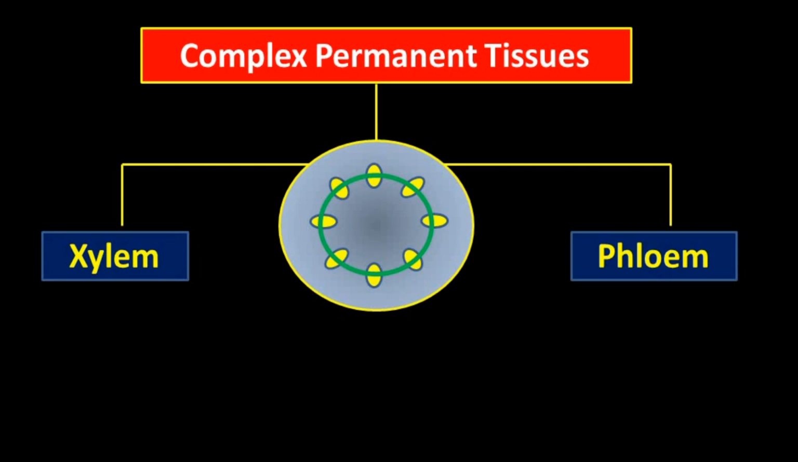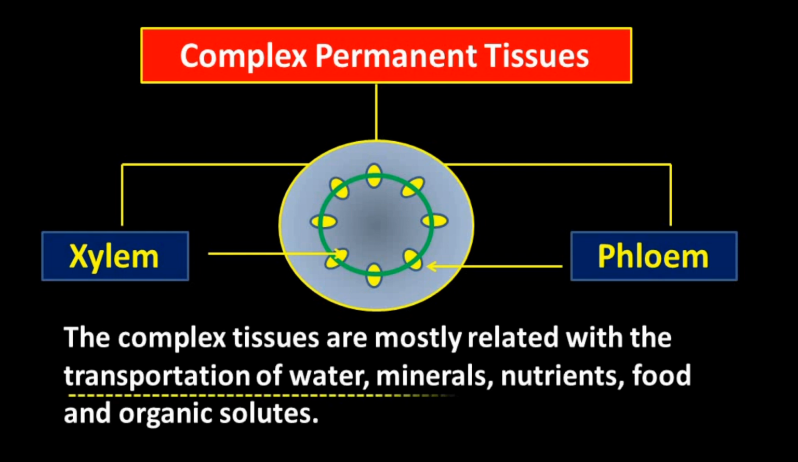See, this is the transverse section of stem. These are the xylem tissues and phloem tissues. The complex tissues are mostly related with the transportation of water, minerals, nutrients, food and organic solute. So these tissues are also known as the vascular tissues. Vascular tissues perform transportation function. Transportation of water, minerals, nutrients, food and organic solutes. So these are the two types of complex permanent tissues, xylem and phloem.